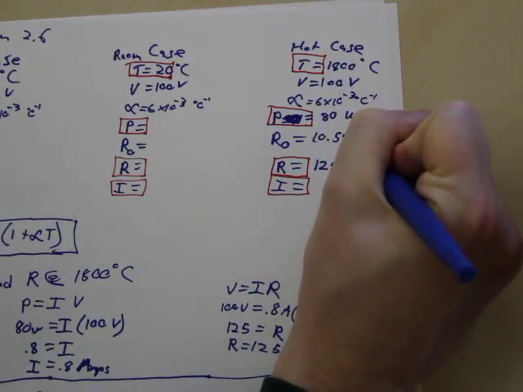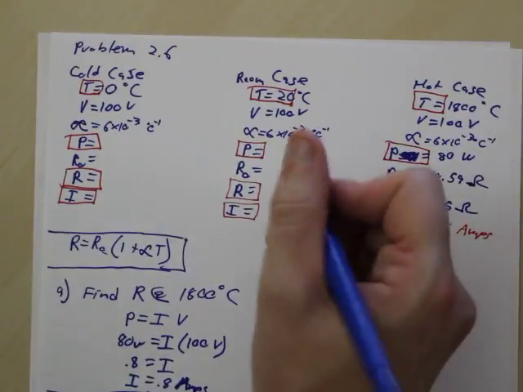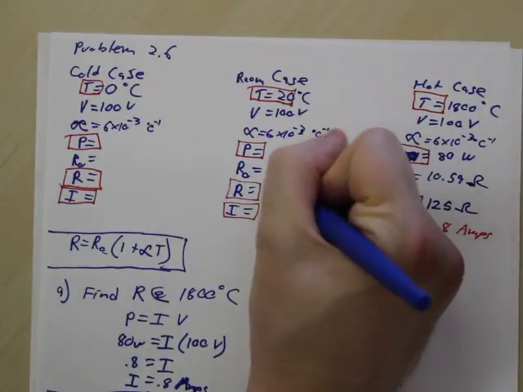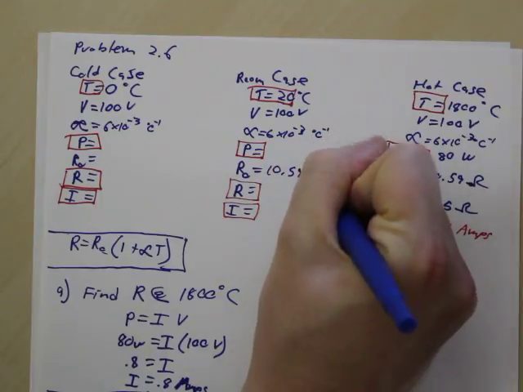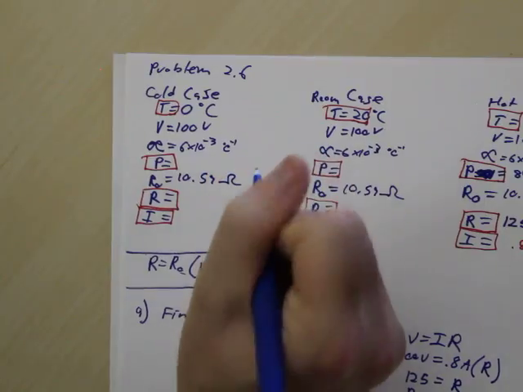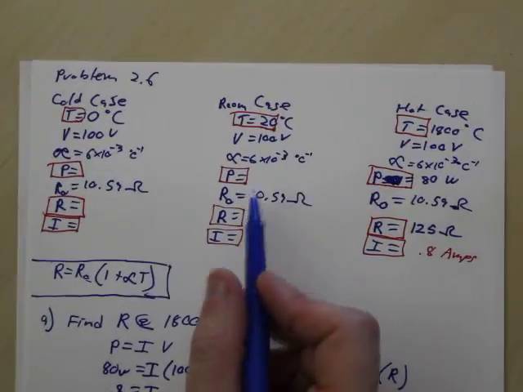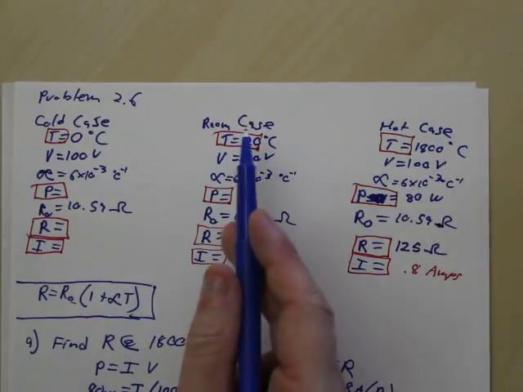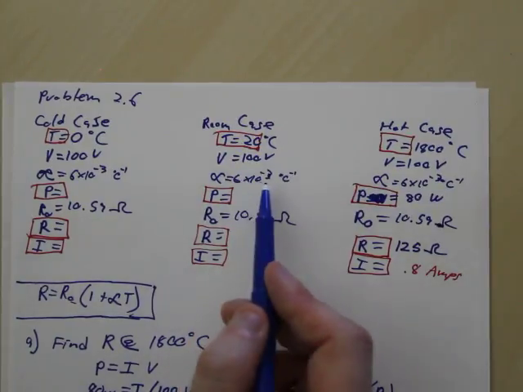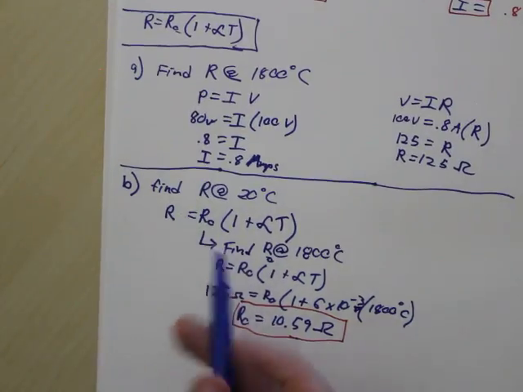10.59 ohms. Okay, it's going to go across the board. 10.59 ohms. Cool. So now that we have that, let's look back over here. We have R0, we have the temperature, we have alpha, we need to find R, so all we have to do is this problem again one more time.